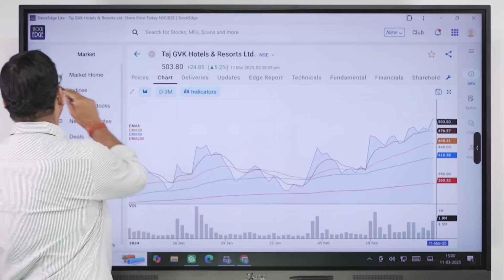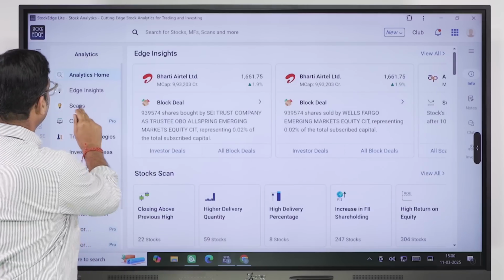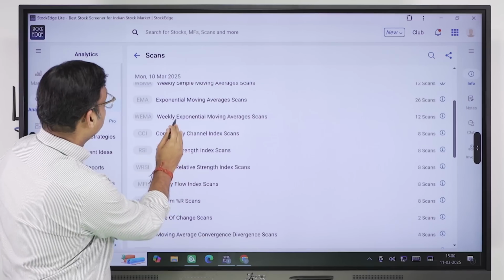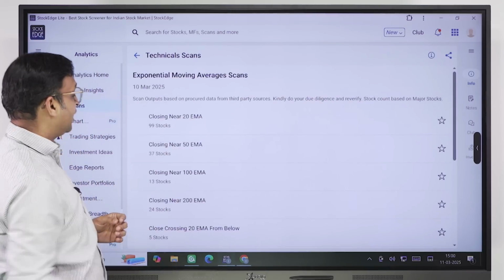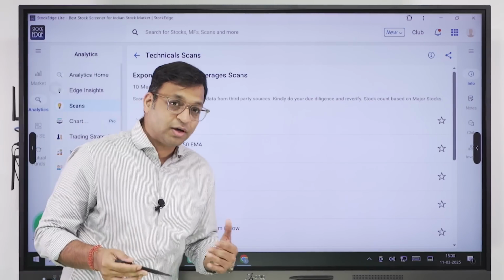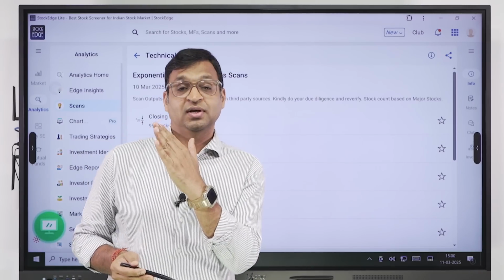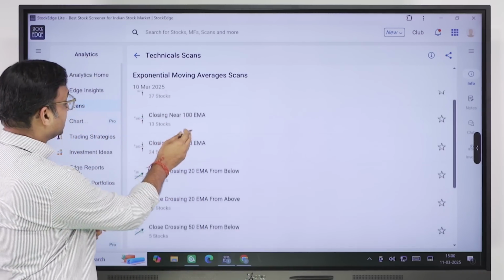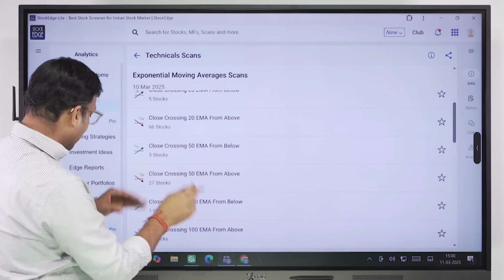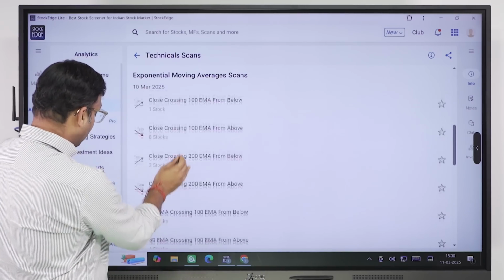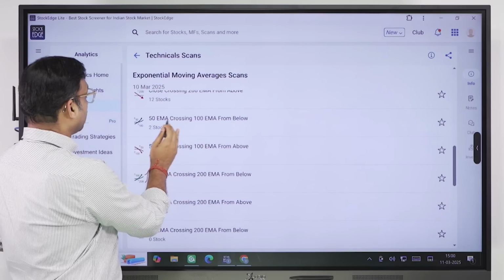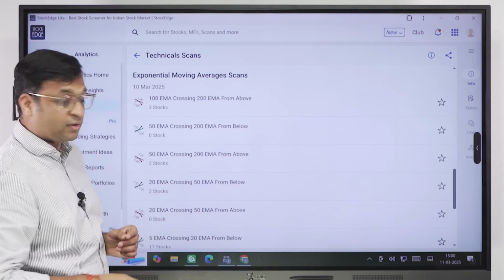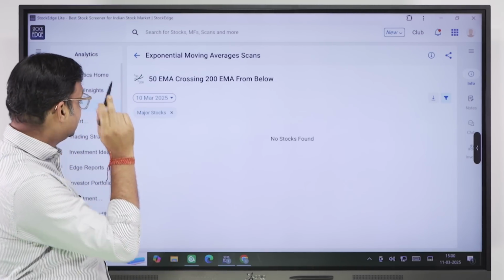Now, what we have done in StockEdge, as part of analytics, there are a lot of scans, and one of the scans which I want to talk about is the moving average scan, the exponential moving average scan. Now, there are stocks which are crossing the moving averages. There are stocks which are trading above the moving averages. All these filters are available here. For example, let's find a stock where the 50-day moving average is crossing the 200-day moving average. This is also called the golden crossover. So let's go inside this and see, is there any stock?